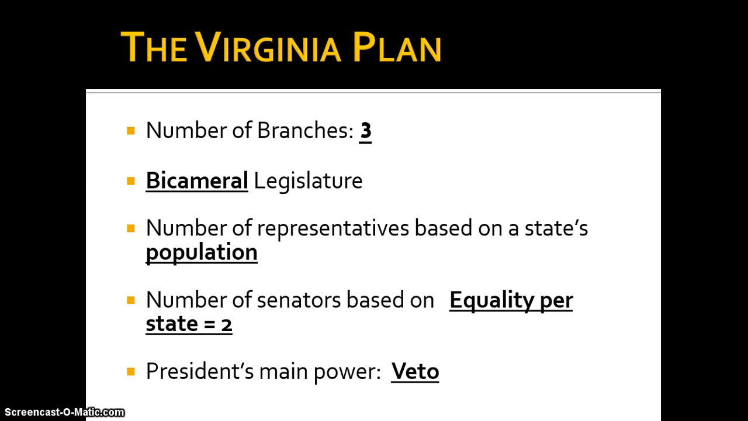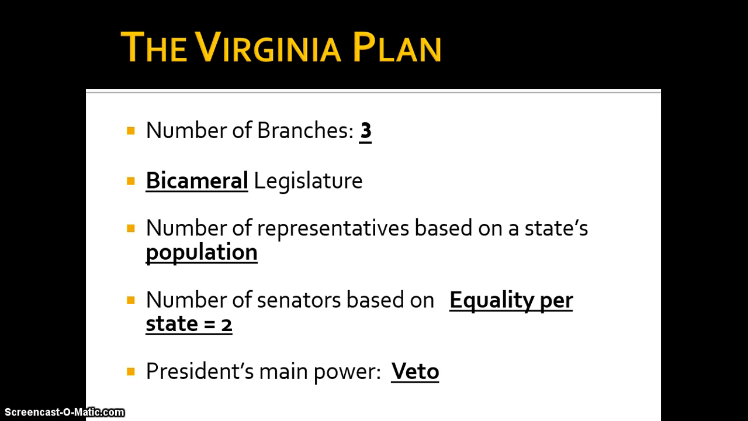Under this plan, there were three branches that were allotted for, and a bicameral legislature, which means two houses. This is eventually what we will come to know as our own American government, which is the House of Representatives and the Senate. The number of representatives under this plan was based on the state's population as well as equality. There was an argument about statehood and about how representation would be determined.